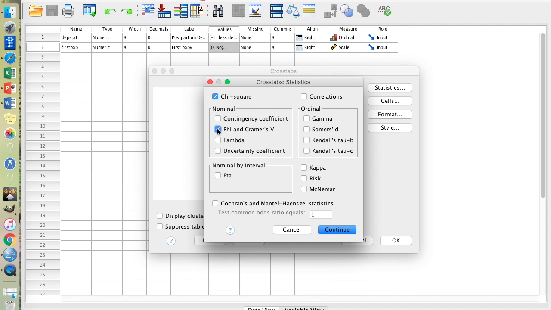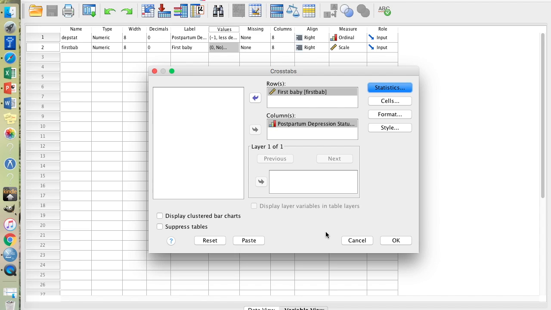We don't have a way to ask for Cramer's V and not ask for phi, so we're going to get both in our output, but we need to know which one is appropriate to report and which one is not. All right, so I've clicked on statistics, I've chosen chi-square and phi and Cramer's V. Now I'm ready to click continue.